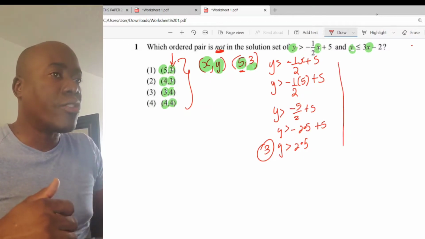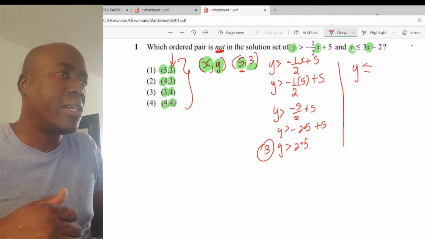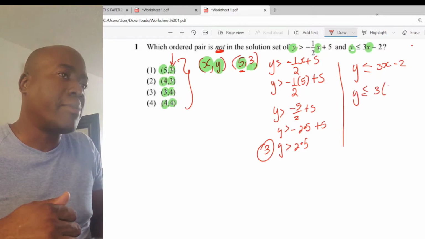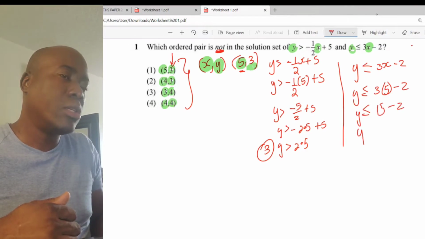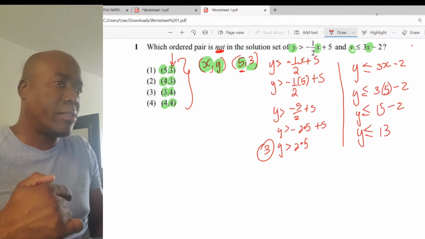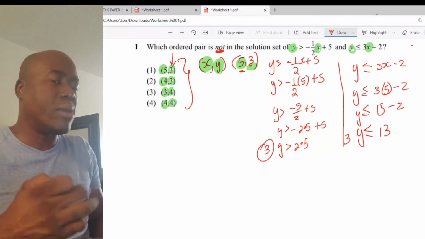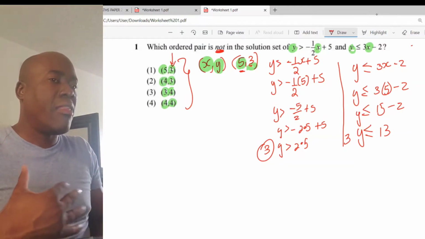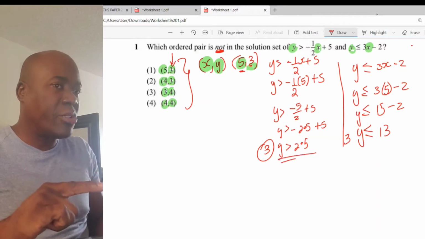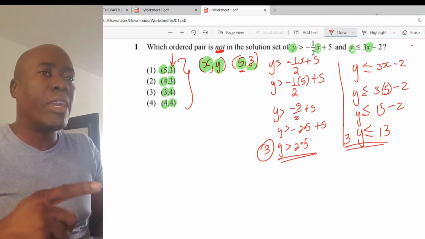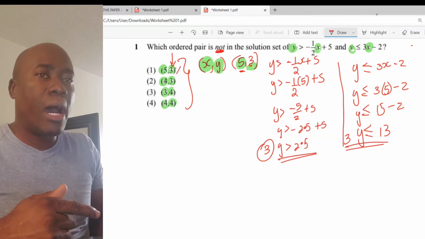Now we try y is less than or equal to 3x minus 2. So y is less than or equal to 3 times 5 minus 2, which is 15 minus 2, so y is less than or equal to 13. Indeed, 3 is less than or equal to 13. Because substituting 5 satisfied both inequalities, (5, 3) is a solution. But I'm not looking for a solution. I'm looking for a pair that is not a solution, so I'm not going to choose that.